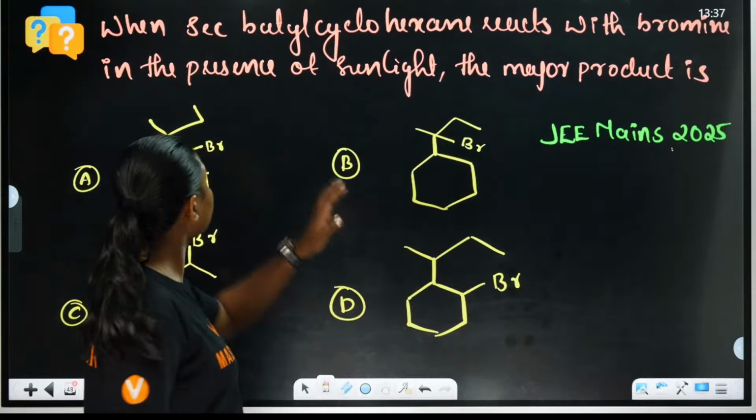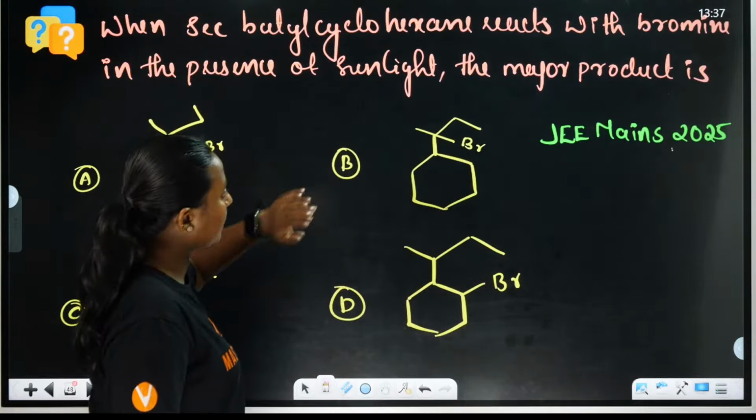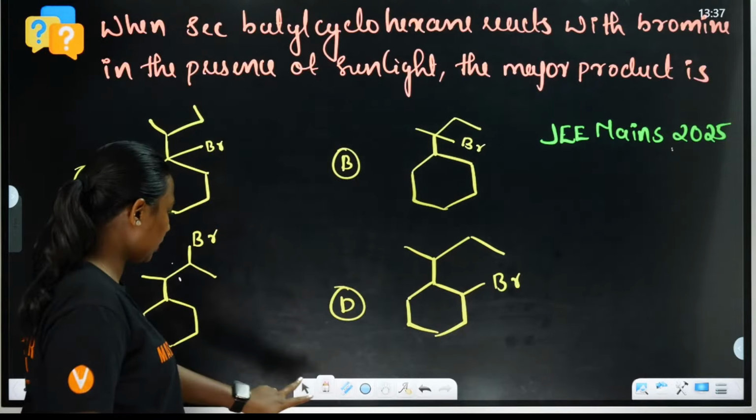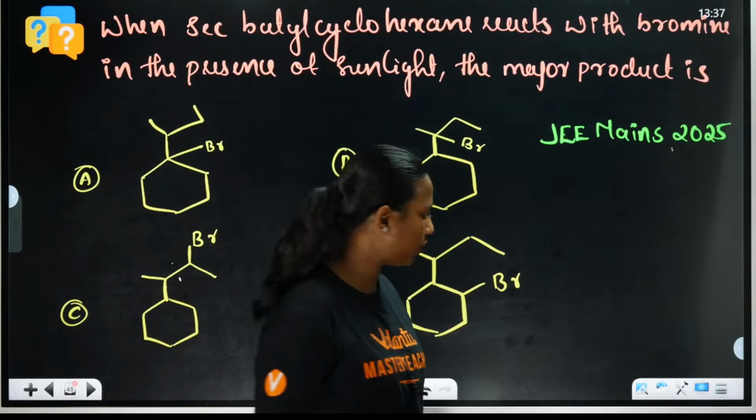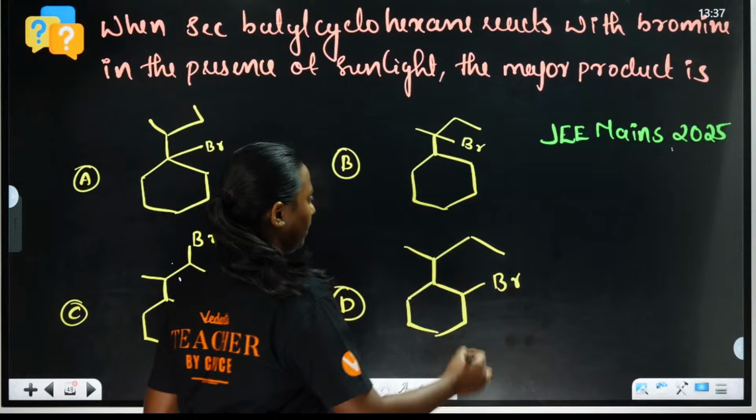So here sec-butyl cyclohexane reacts with bromine. Okay. So first we can write sec-butyl. What will happen? So I will write here.